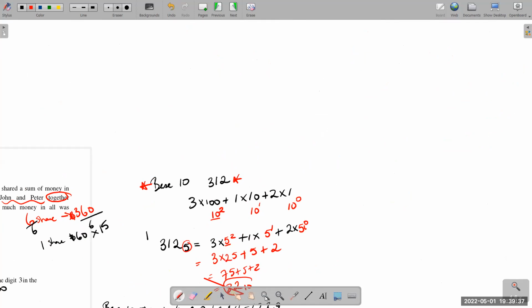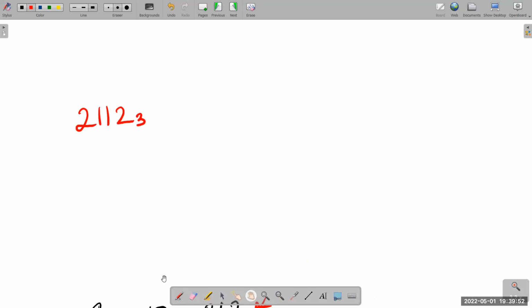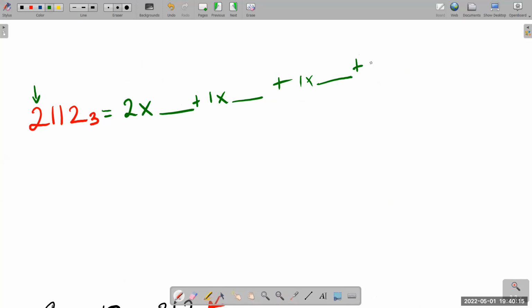So let's give you one more example. Suppose I give you this number, 2112 in base 3. And I say, what is this in base 10? We got to expand this, right? Because it's base 3, I can just do it out so you can see it. It's going to be 2 times something, the first digit. Everybody see that? Plus 1 times something. Plus 1 times something. Plus 2 times something. So everybody, let me know if you understand the expansion now.